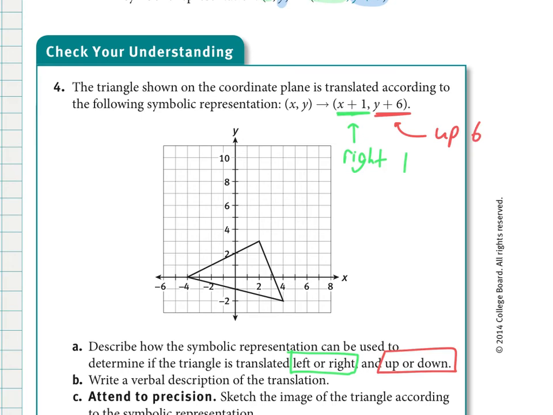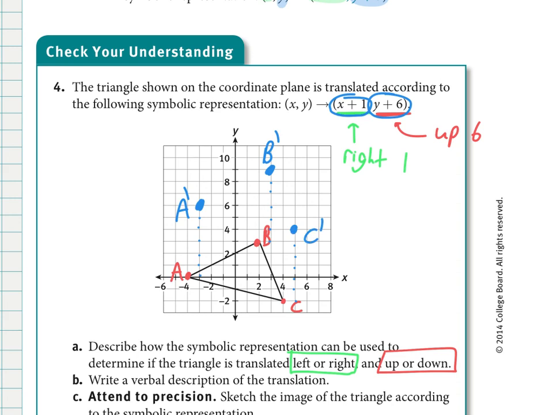So let's see if we can draw the image here. Let's label these just so we have something to talk about. There's A, B, and C. If we want to follow the rules, the x's need to go 1 to the right, and the y's need to go up 6. So point A would go right 1 and up 1, 2, 3, 4, 5, 6. A prime, remember that's the symbol we use, would be there. B prime would go over 1 and up 1, 2, 3, 4, 5, 6 right there. And C prime, same thing, over 1 to the right and then up 6.